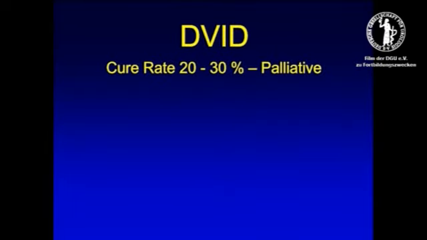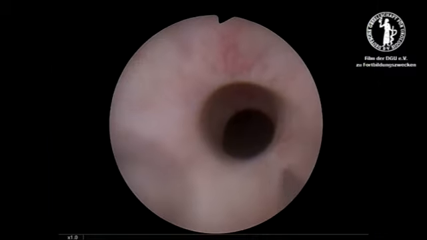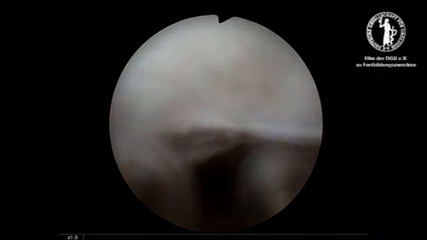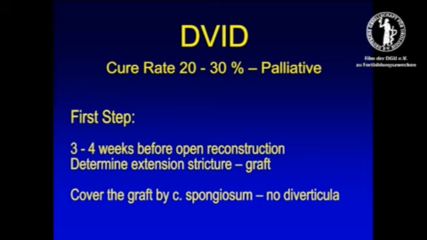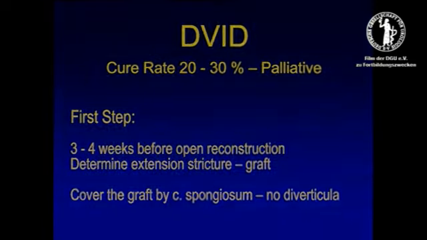The urethrotomy has a success rate of 20 to 30% in case of primary short bulbar stricture, but it's not successful in case of extended strictures irrespective of location. Therefore, it should be considered as a palliative procedure. 3 to 4 weeks before the planned open reconstruction, we routinely perform an urethrotomy and establish the exact stricture length. By doing this, it's almost always possible to close the corpus spongiosum over the graft to avoid diverticula.